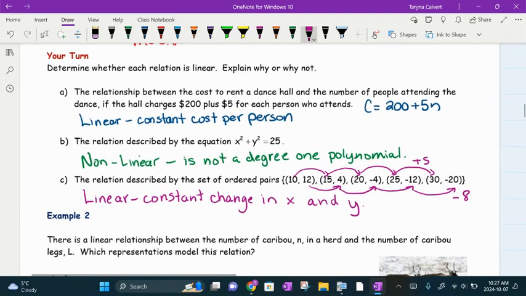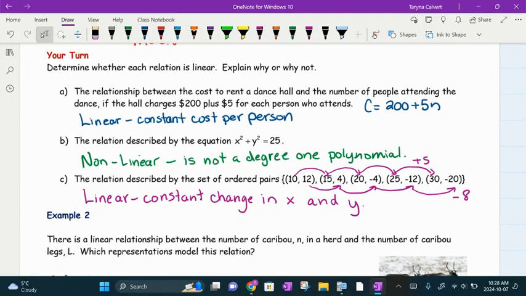So you guys good with your turn? First one linear, second one not. And if you, like I said, your explanation doesn't have to be exactly like mine. Did anybody for the second one just say it's a degree 2 polynomial? Was that why it's not linear?